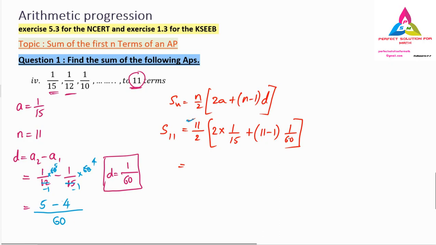So what we have to do over here is keep that 11 by 2 as it is, into 2 ones are 2, because we can't cancel this 2 and this 15. So again 2 by 15, we kept that as it is. Next part, if we move further, 11 minus 1 is 10, into 1 by 60.